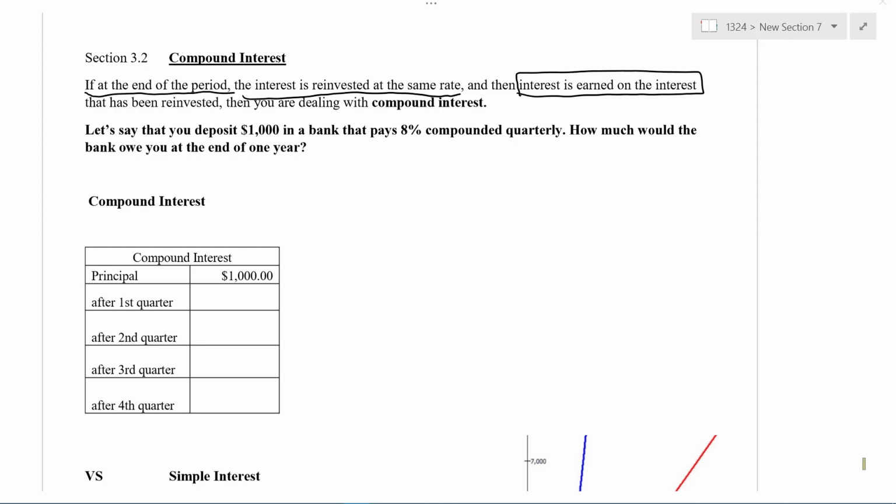All right, so let's look at an example to see what we mean by earning interest on the interest. Let's say that you deposit $1,000 in a bank and it's going to pay 8% compounded quarterly. When you see the word compounded in the problem, then you know you're talking about compound interest. Remember that quarterly means 4 times a year. How much would the bank owe you at the end of 1 year?